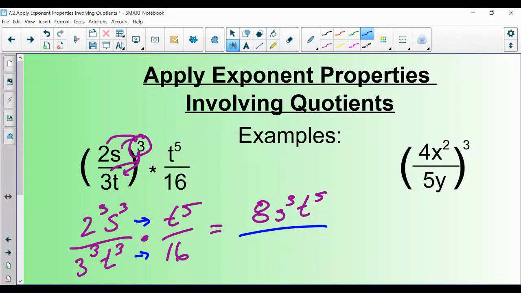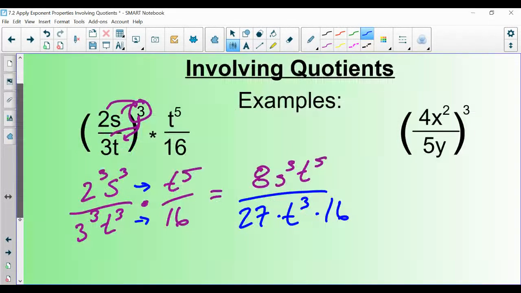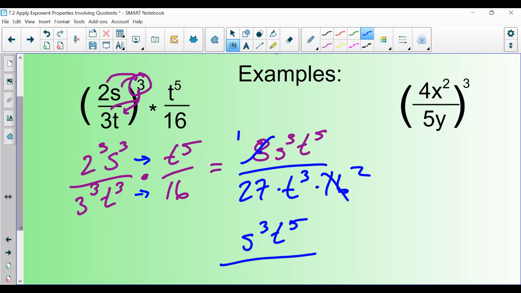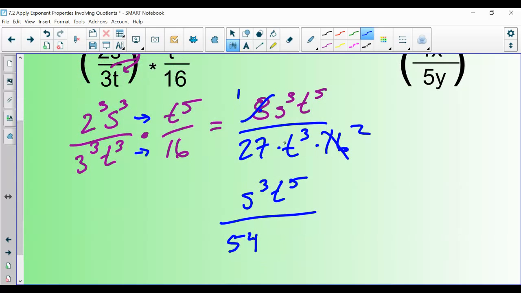Moving on to the denominator, 3 to the third is 27 times t to the third times 16. You could actually do 27 times 16 here, and then do 8 divided by that. I'm actually going to simplify things here. 8 in your numerator and 16 in your denominator can just simplify to 1/2. So this would be 1 times s to the third times t to the fifth. So s to the third, t to the fifth would be my numerator. And my denominator would be 54, because 27 times that 2, t to the third.